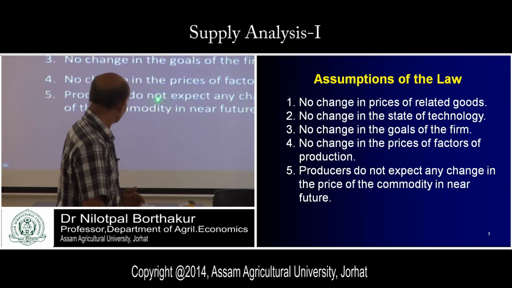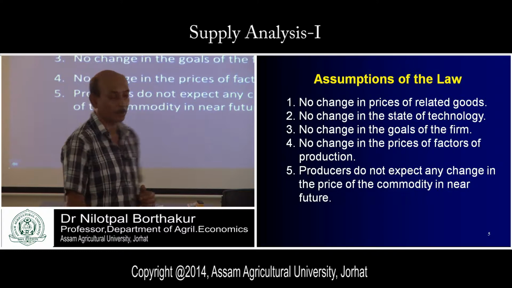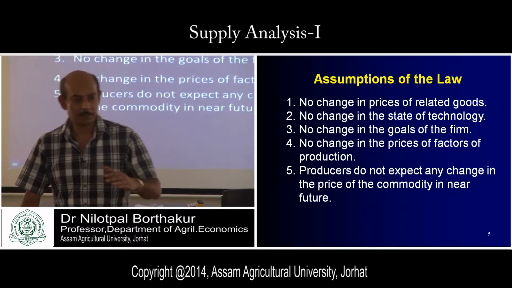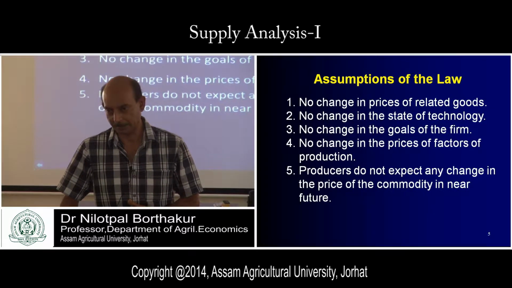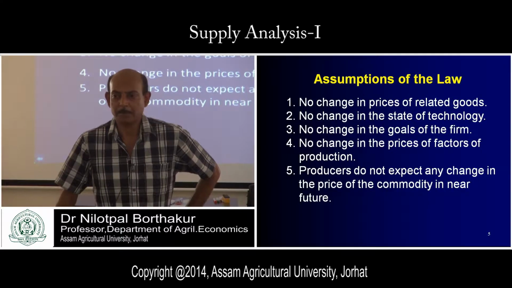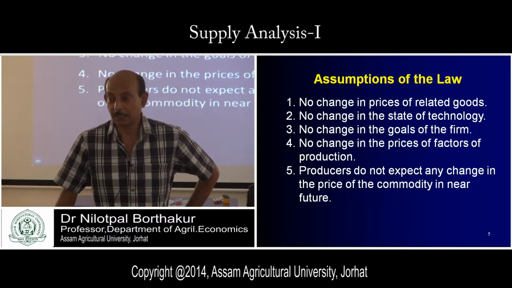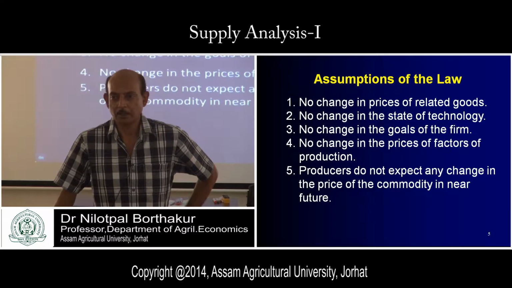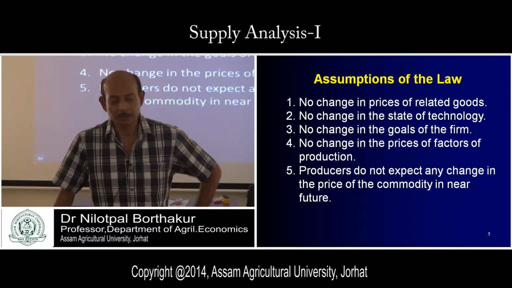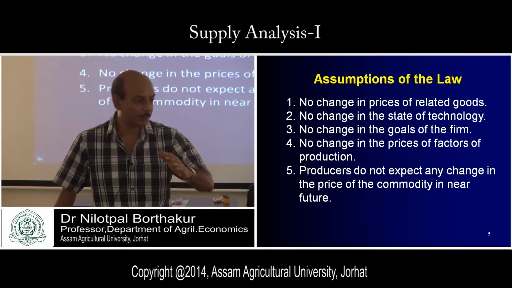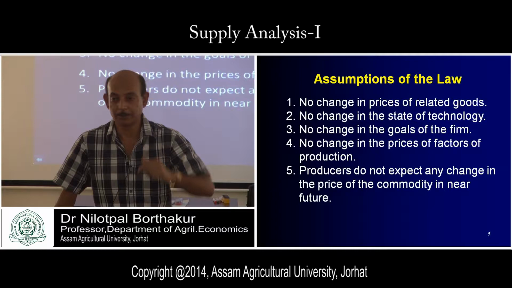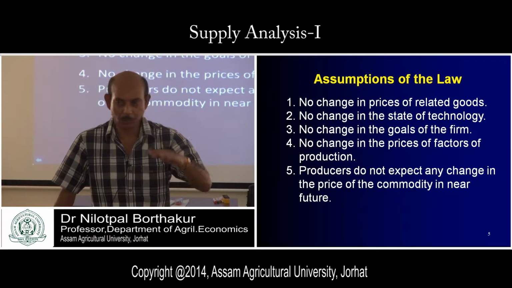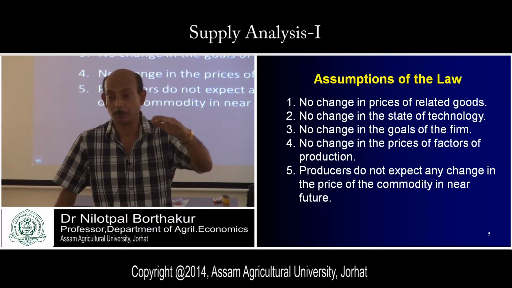Then, producers do not expect any change in the price of the commodity in the near future. They expect a reasonably steady price. Then only this law can be explained. Suppose they feel that in the coming month the price of certain essential commodities will go up, because there will be shortages of supply, so ultimately the price will go up. Under that situation, what will happen? Whatever stock the sellers have, they will not release into the market. They will hold the commodity, wait for the price to go up, and then sell it in the market.